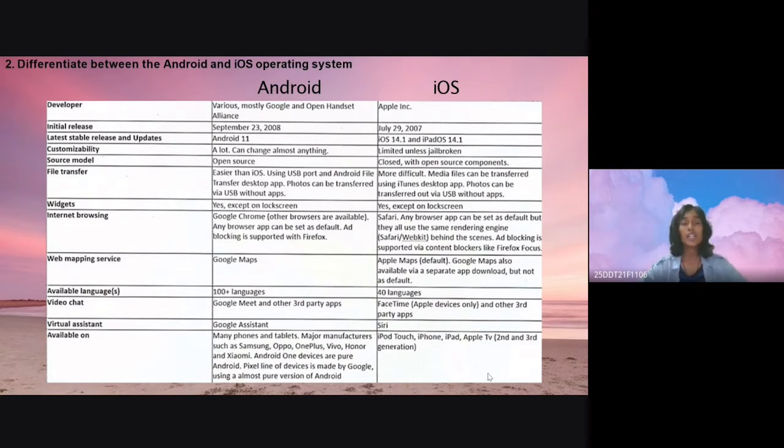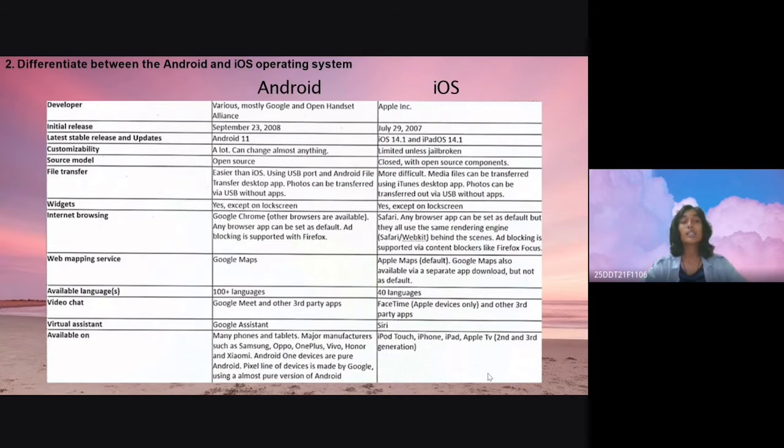The initial release of Android is on September 23, 2008. The initial release for iOS is July 29, 2007. The latest stable release and updates for Android is Android 11, while the latest stable release and updates for iOS is iOS 14.1 and iPadOS 14.1.